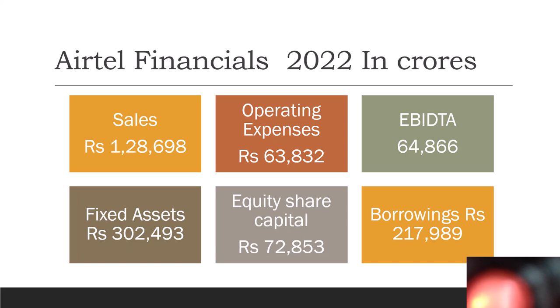And why have the borrowings come? All the spectrum charges they pay to the government, they have borrowed all that money. If there were no spectrum charges, they would have had a very small amount of borrowings, even less than 50,000 crores, if the government had not charged any money and given the spectrum free.